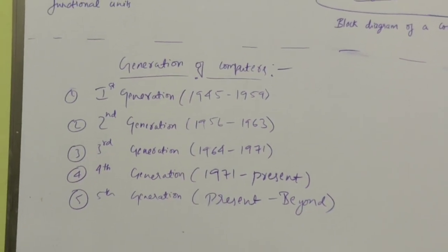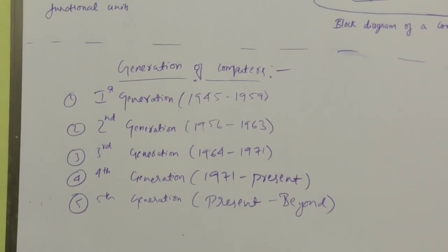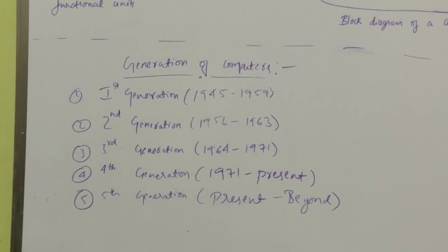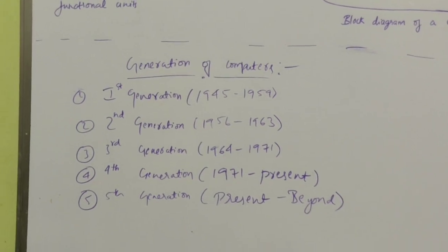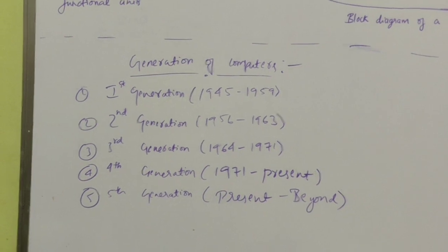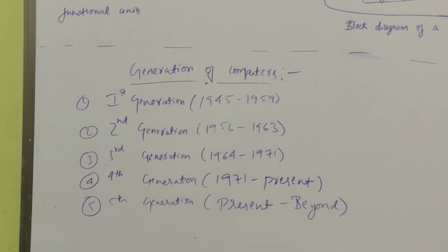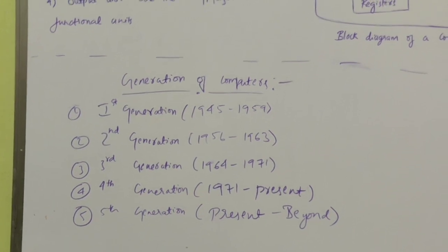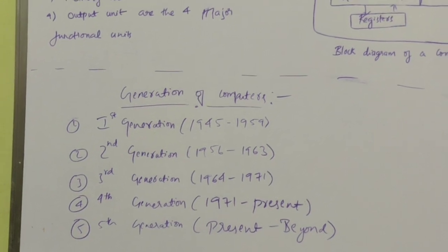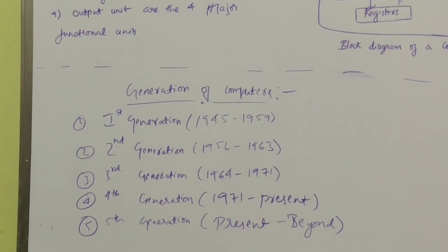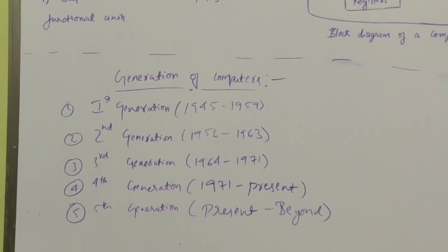Now the fourth generation of computers, that is 1971 to present. Here after the IC, that is integrated circuits, the next is large scale integrated circuits, that is 100 to 1000 transistors in a single chip, and then VLSI, very large scale integration, that is 1000 to a million transistors per chip. They have high storage capacity and their processing speed is about 10 to the power of minus 9 to 10 to the power of minus 12 seconds. Here the concept of networking is introduced.